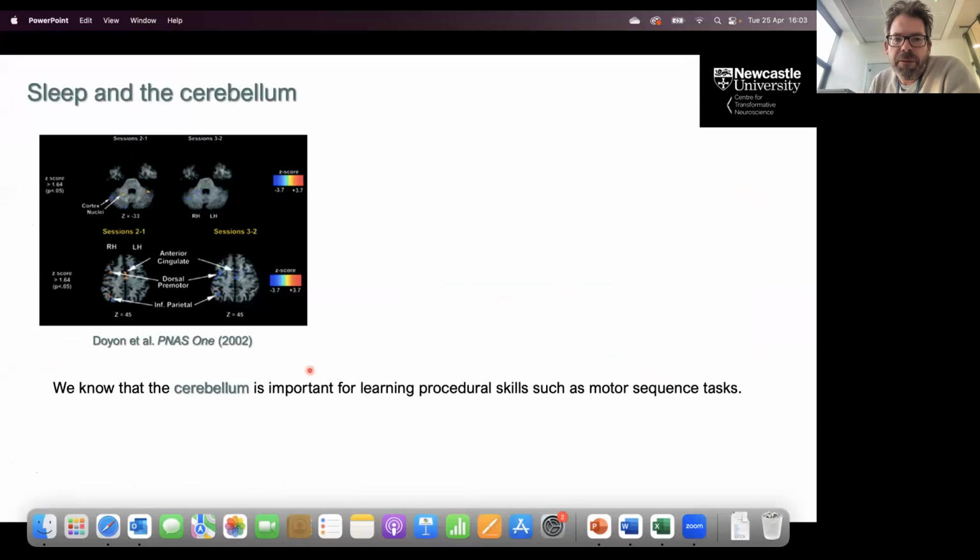So the setup for this, I think, is really quite straightforward. We know that the cerebellum is important for learning procedural skills like motor sequence tasks, and this shows some fMRI data from humans learning a motor sequence task over several days. It shows that the pattern of activity in the BOLD signal progressively shifts from more in the cerebellar cortex, then the cerebellar nucleus, to the neocortex after a few days of learning this task.